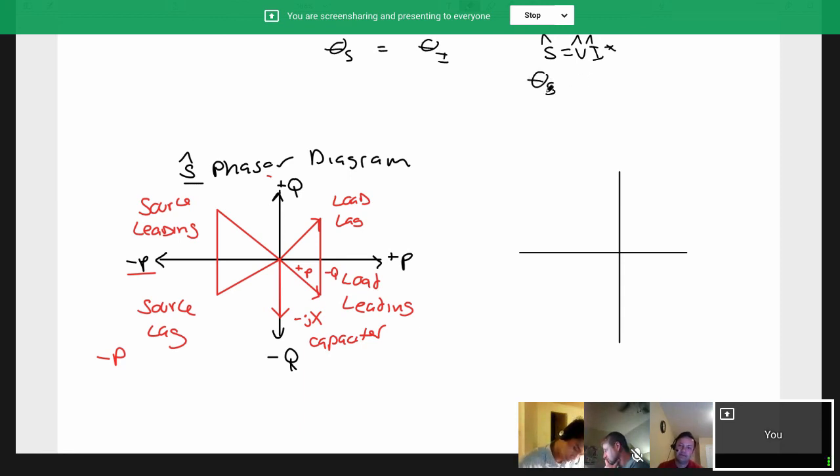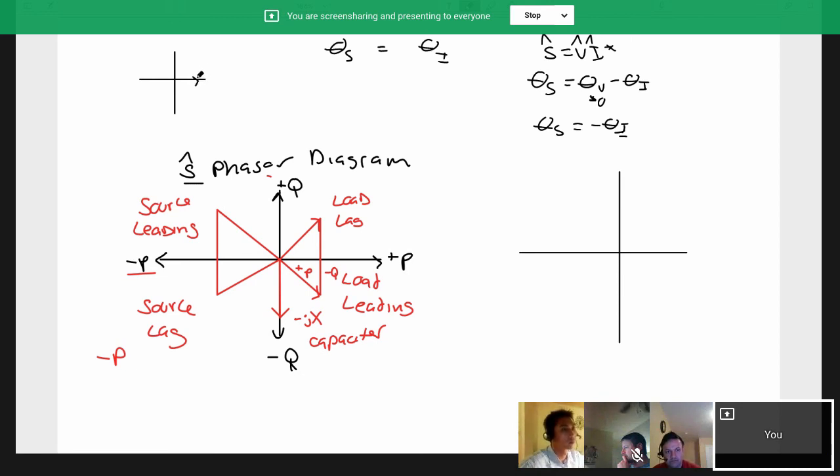When we multiply, we add angles, right? So I can say theta S equals theta V minus theta I. And we like to analyze our vectors when theta V equals 0. So theta S equals minus theta I. Really quick, let's talk about that for one second because it'll make what we're about to talk about easier. Let's say theta V equals 0, and we've got a lagging load where theta I equals minus, say, 45 degrees.